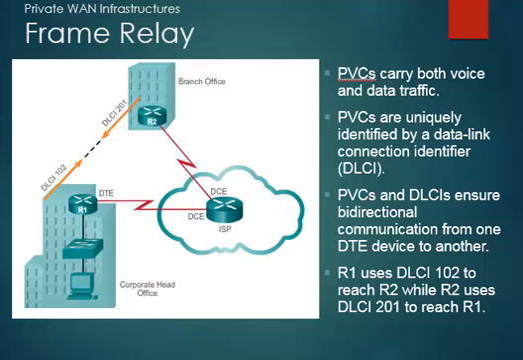Frame relay creates PVCs, which are uniquely identified by data link connection identifiers, DLCIs. The PVCs and DLCIs ensure bidirectional communications from one DTE device to another. For instance, in the figure, R1 will use DLCI 102 to reach router 2, while router 2 will use DLCI 201 to reach router 1.